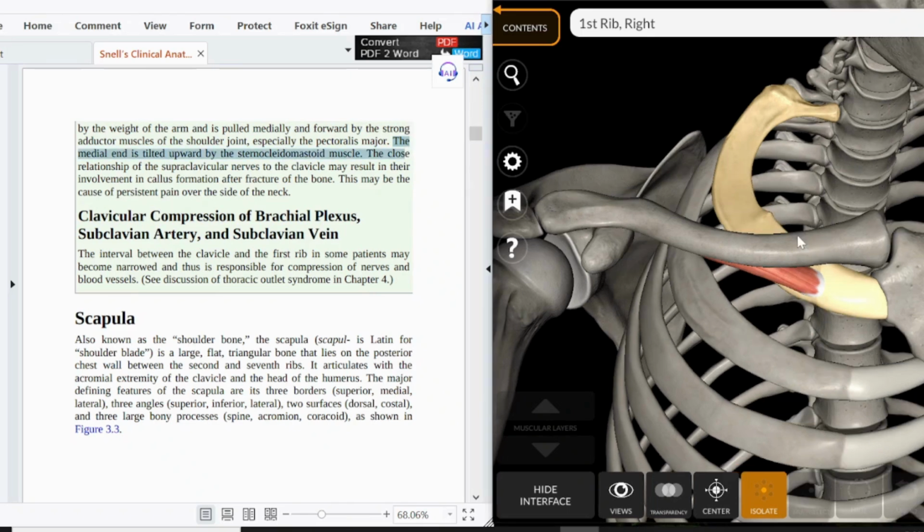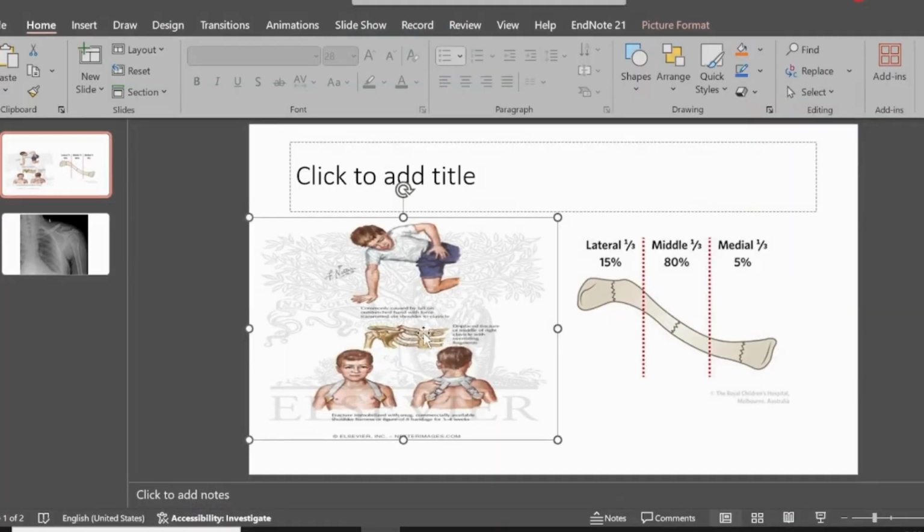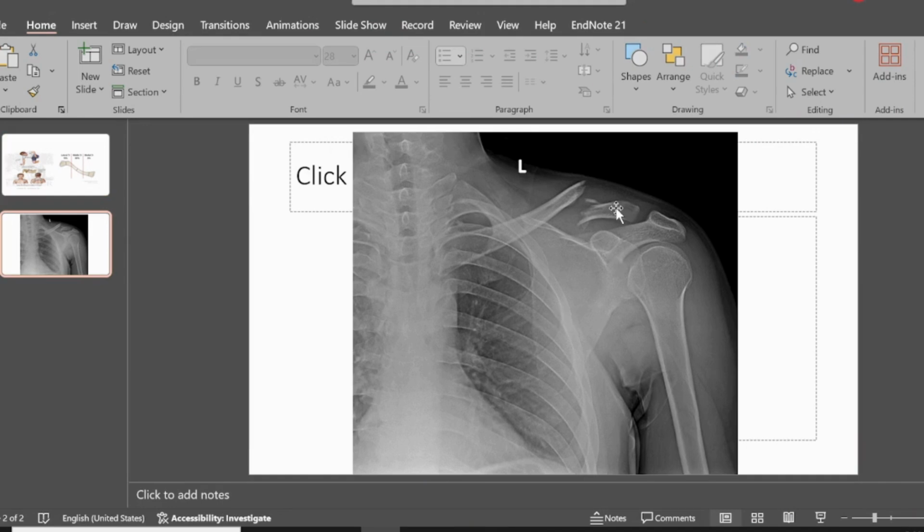As we studied previously, the sternocleidomastoid muscle arises from the superior surface of the medial end. The sternocleidomastoid muscle will pull the medial end upwards. So if we see a radiological image of the clavicular fracture, this is the lateral end, which is a bit downwards, while this is the medial end, and the sternocleidomastoid muscle pulls this medial end upwards.